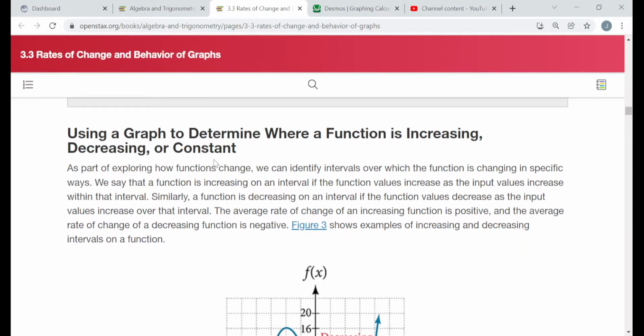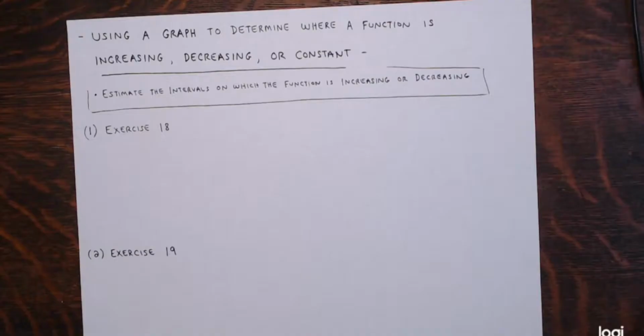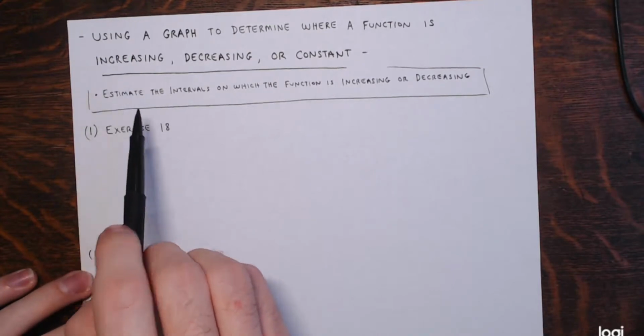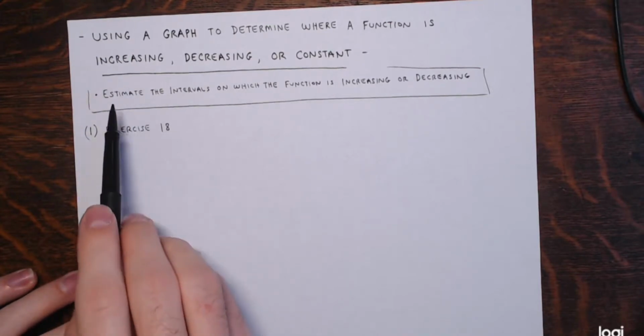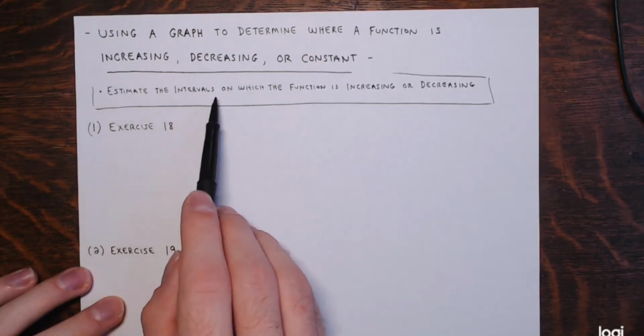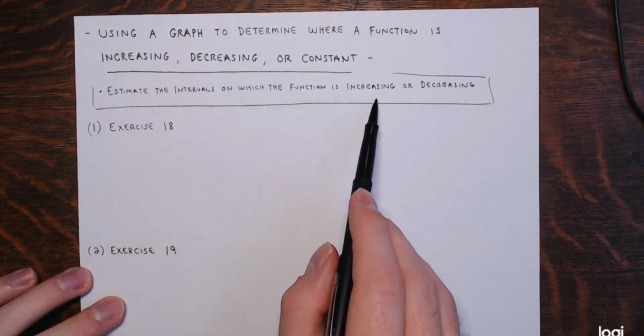And each example I'm going to do is either going to be an example from the reading or a try it problem from the reading or one of the exercises at the end of the section that is related to this particular objective, this particular heading. Okay. So we're asked in all the exercises I'm going to be working on, or at least in these first couple, to estimate the intervals on which the function is increasing or decreasing.